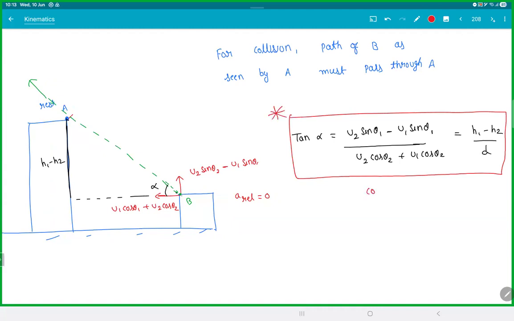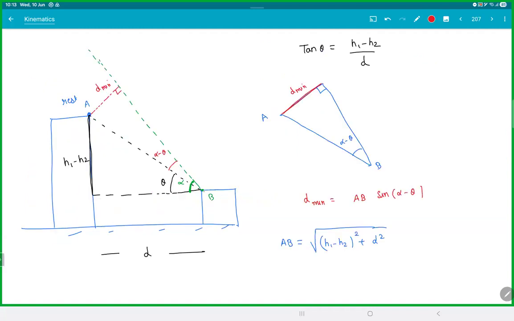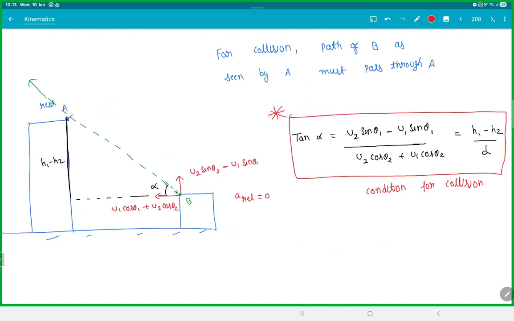This is the condition for collision. So indirectly, I'm saying for them to collide, alpha should be equal to theta. For collision, d minimum is 0. That is, alpha must be equal to theta. But if they just want you for the condition for collision, this is a much better way to do instead of doing all that stuff.